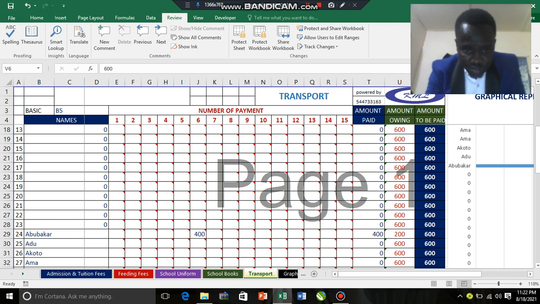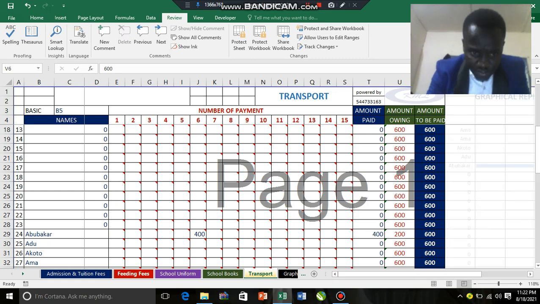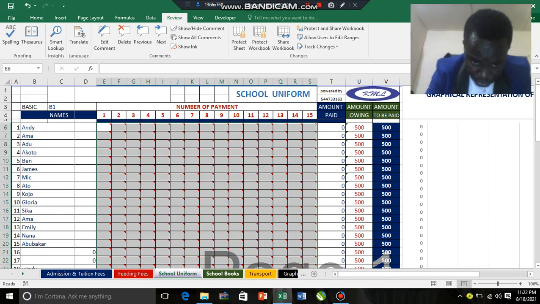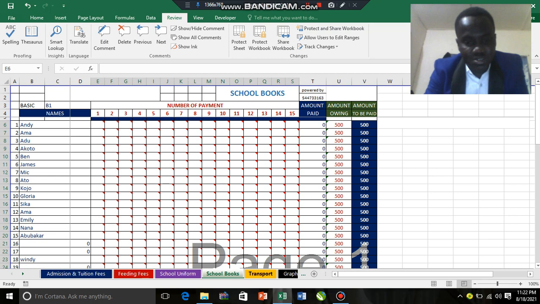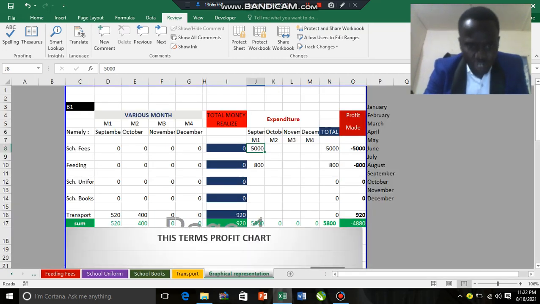the respective model. So down here we have the various indicators that you need to collect fees. That is tuition fee, feeding fee, uniform, school books, transportation. Then it shows the graphical over here. What does it entail? It shows the various indicators one more time and the cash flow, right?